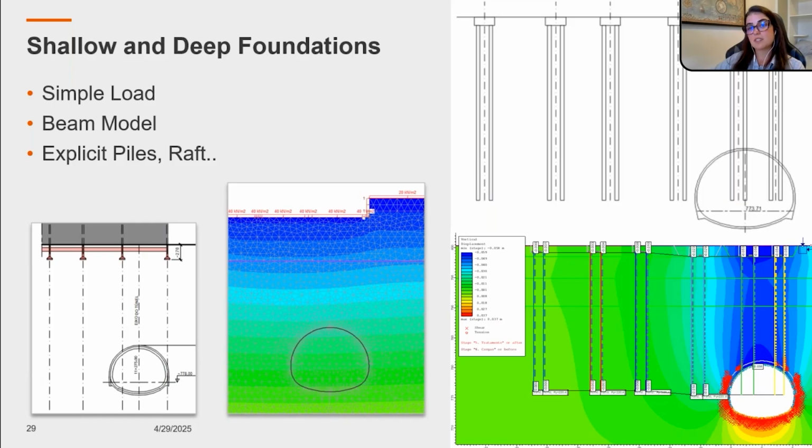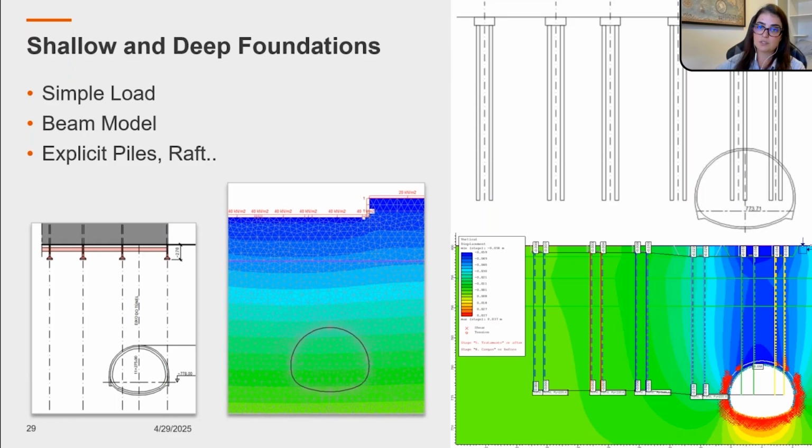A variation of the simple load is the beam model developed by Burland, where you model the building as a thick beam. This takes into account the building's stiffness, so it can be helpful in a more detailed definition of the associated damage. Or you can explicitly model the foundation, like the piles or footings. We usually do this for buildings with deep foundations.